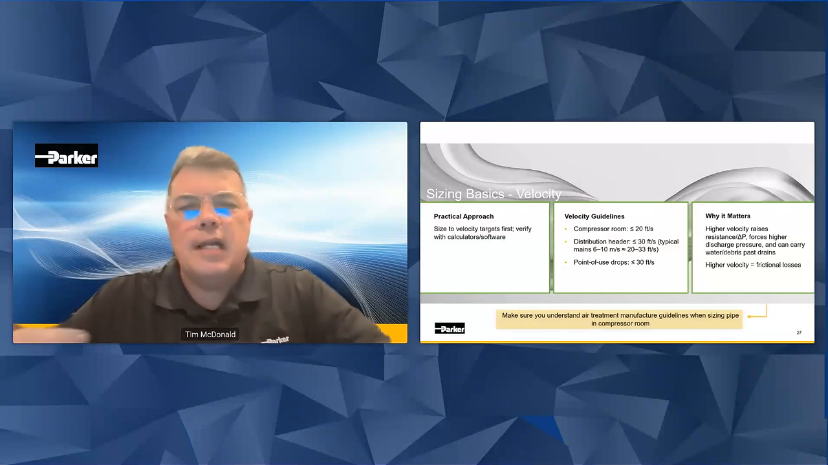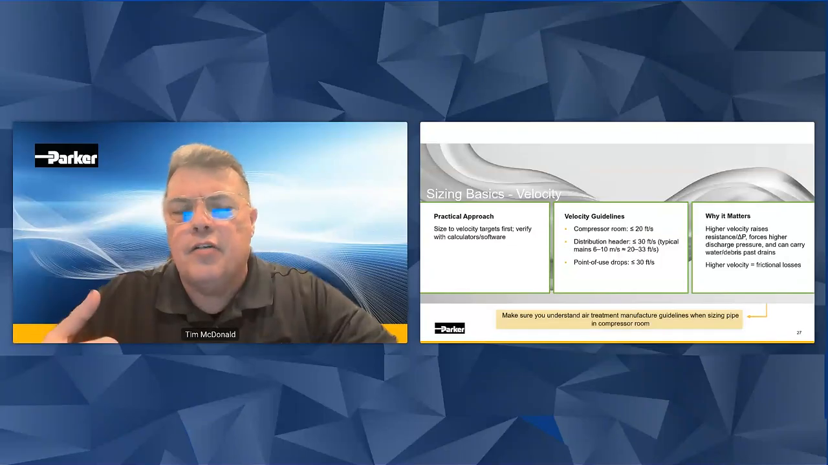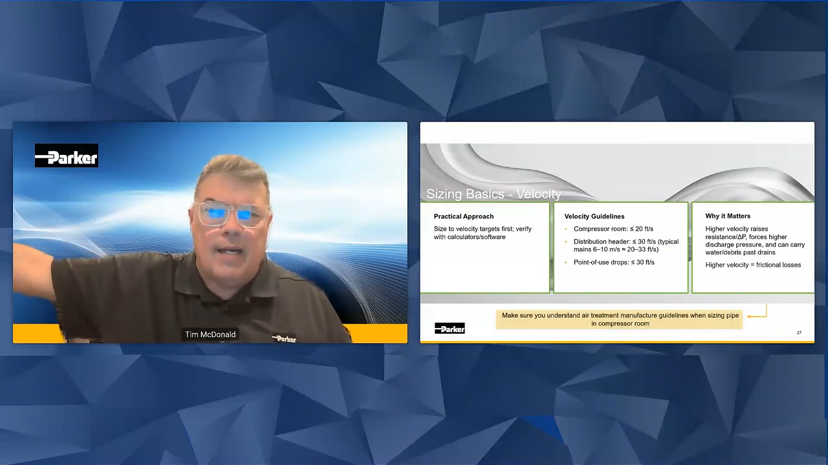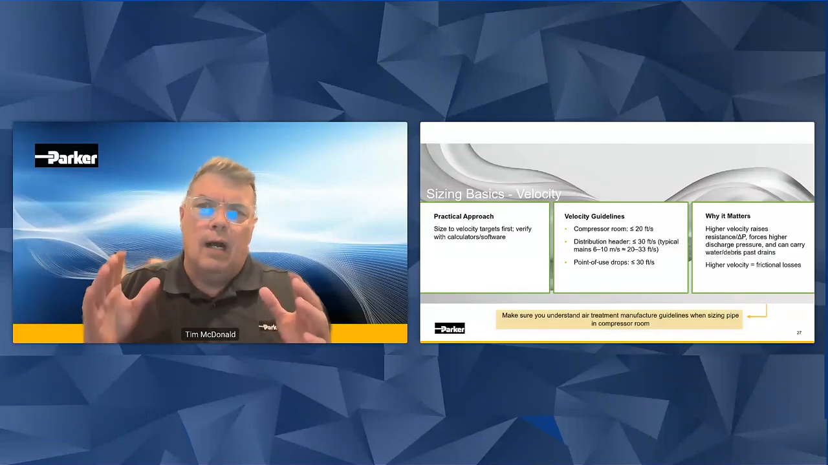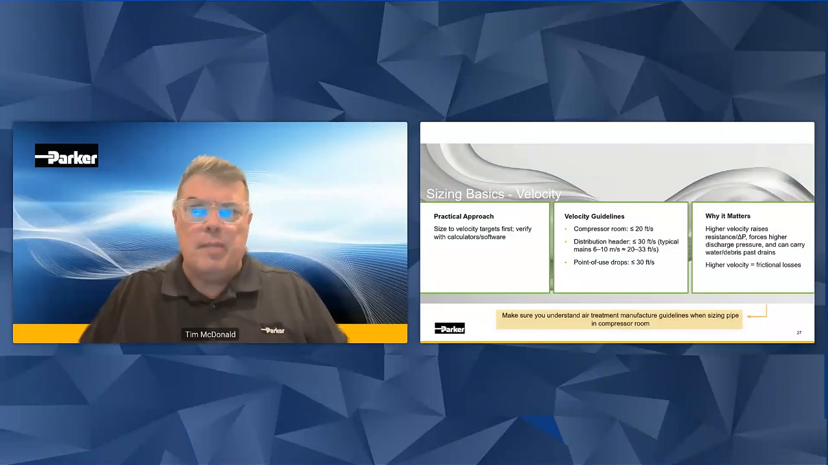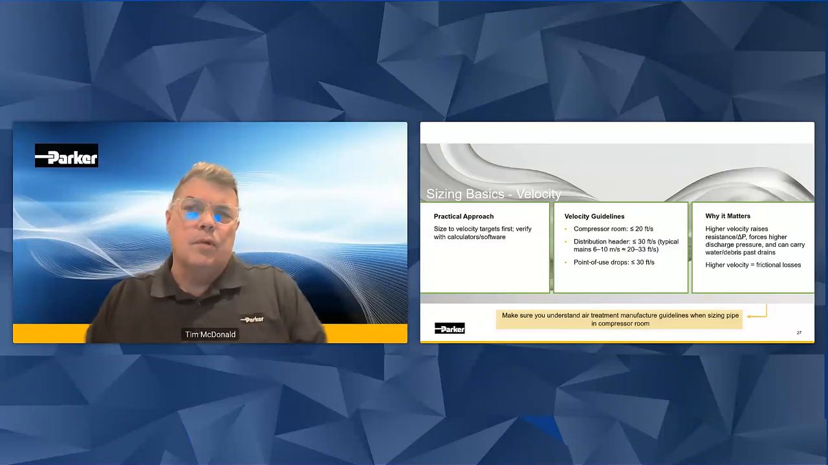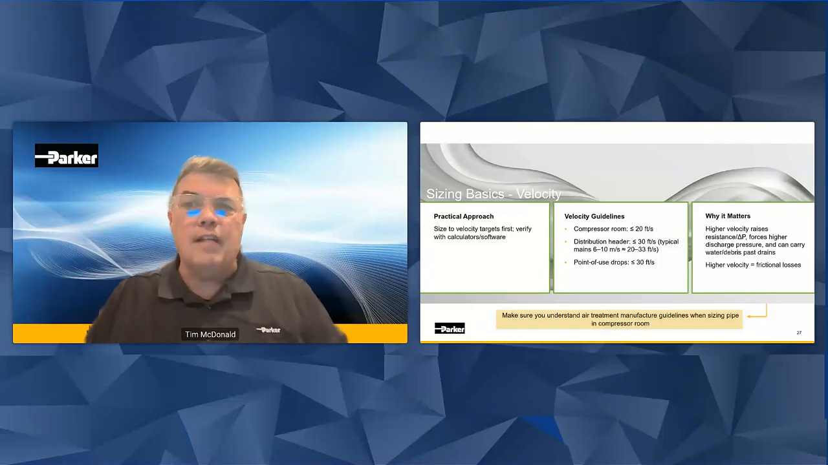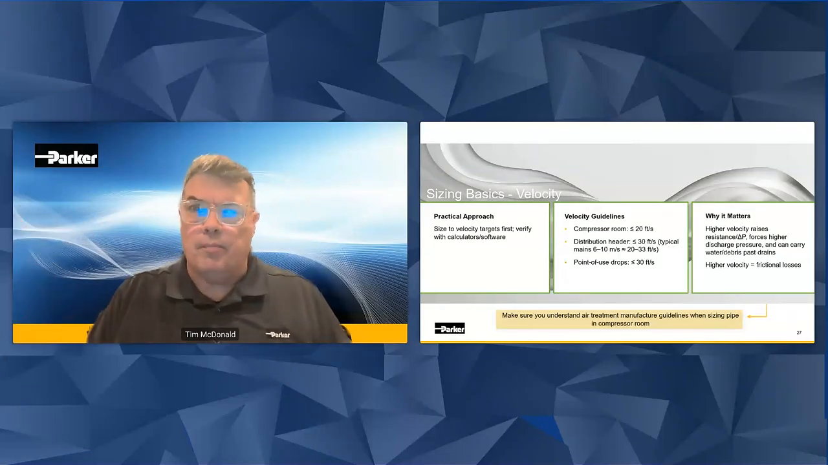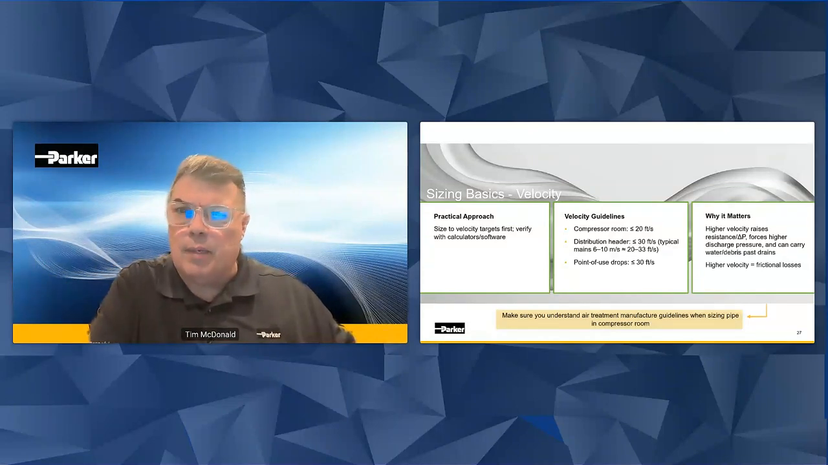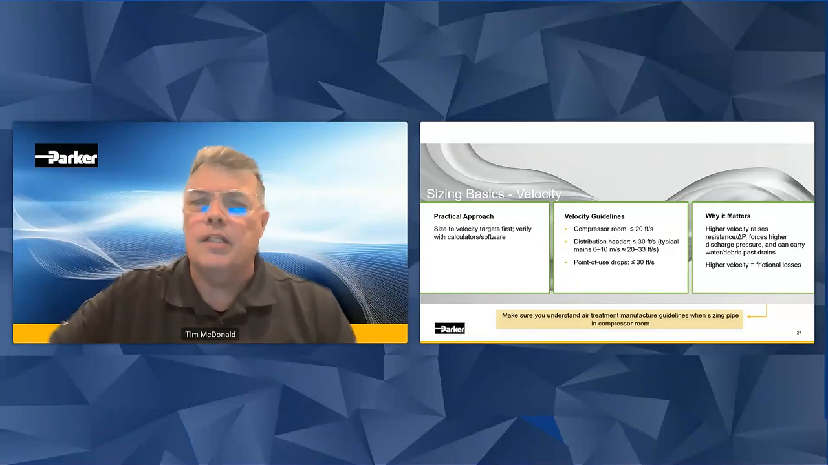So make sure you understand, takeaway on this slide is make sure you understand the air treatment manufacturer's guidelines when sizing pipe in the compressor room. Every piece of equipment in that compressor room, on the discharge side of that compressor to the point where you're actually going out into the header, there is a recommended pressure, flow, velocity that each manufacturer comes up with for that piece of equipment. And if we size the pipe properly in the compressor room, then we can maintain that. So oftentimes you'll see 4-inch piping in a compressor room, but you only need 3-inch piping in the header. The reason why we upsize in the compressor room is we want to keep that velocity down to acceptable levels.